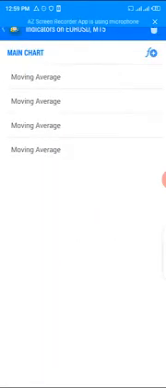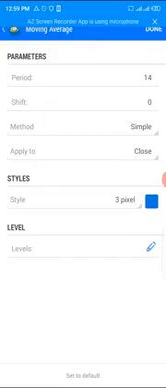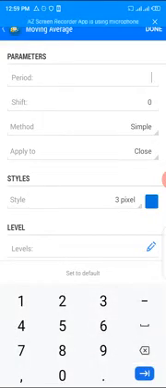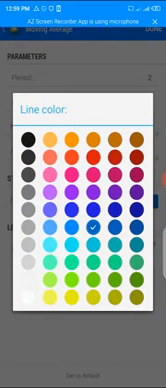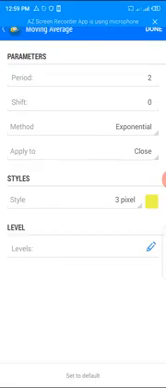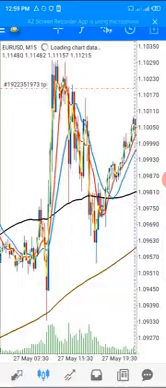So let me still demonstrate the use of another moving average, exponential moving average, to show you how it can tell you the momentum of a market. So I'm adding the moving average period 2, exponential, apply to close, color yellow. Yeah, pixel 3. Let me leave it pixel 3. Now can you see this?